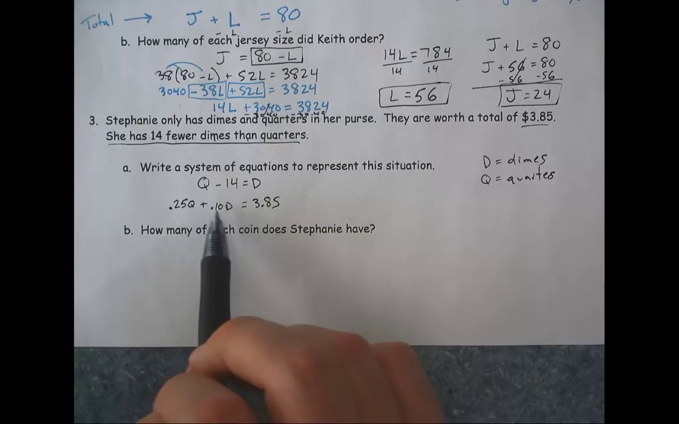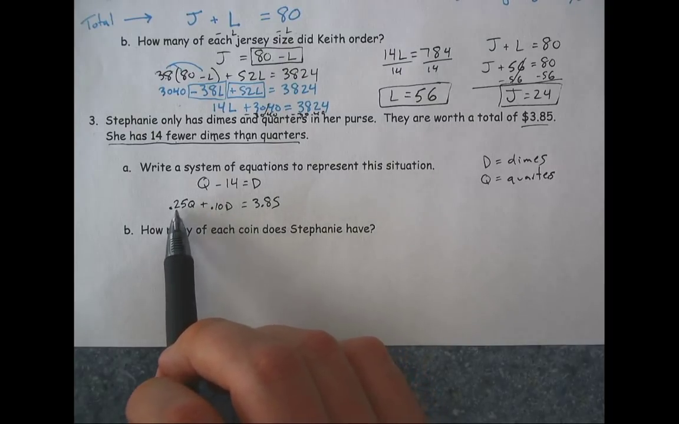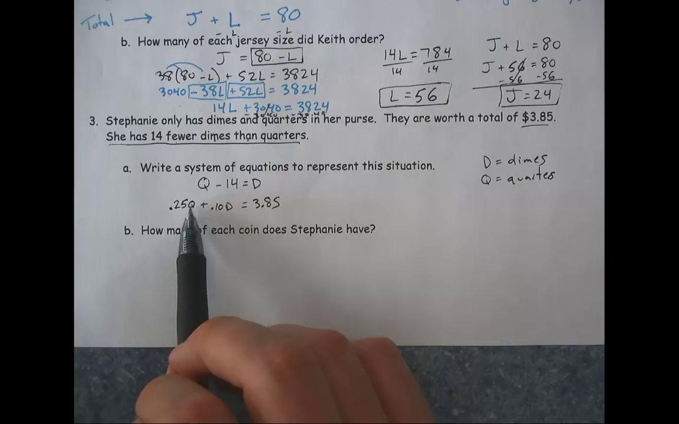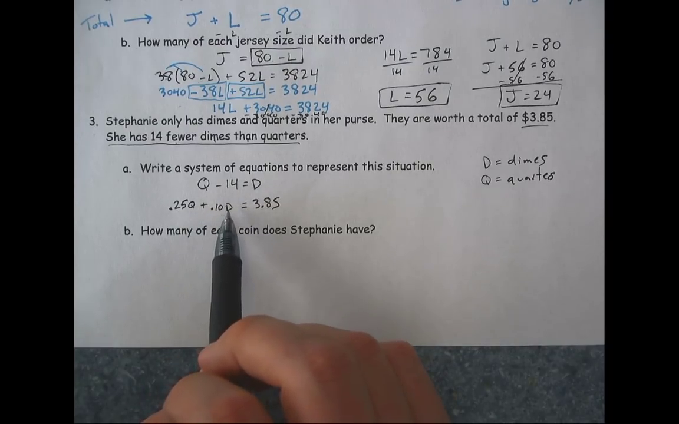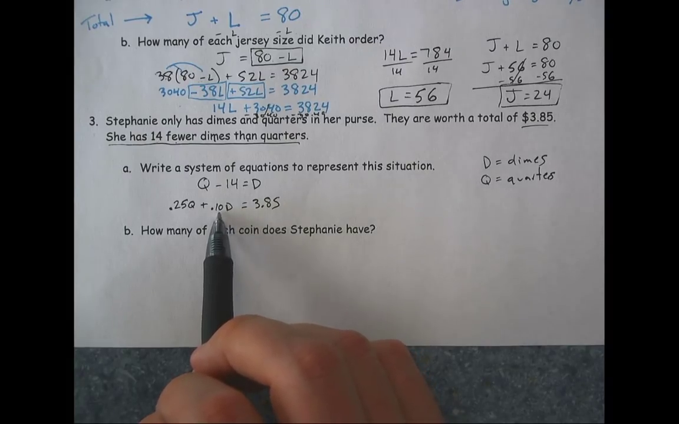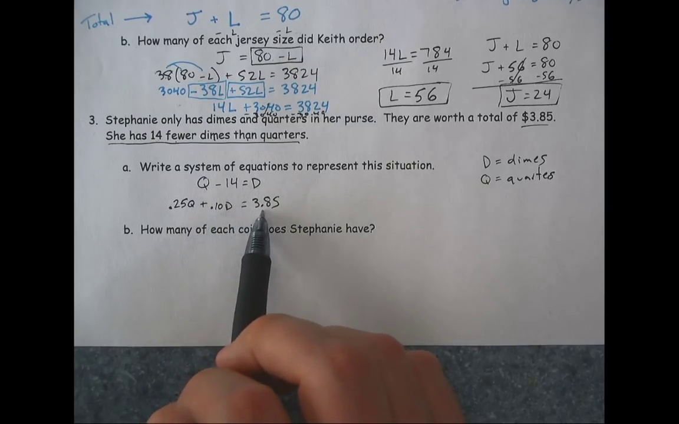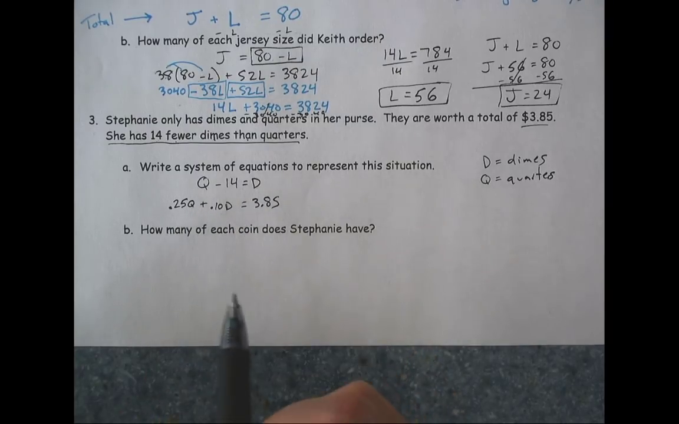We don't know how many quarters and dimes there are, but we know how much a quarter is worth. So if I told you there was 4 quarters, you would do 4 times 25 cents. Or if there was 5 dimes, you would do 5 times 10 cents to find out how much money it was. And if I add both of these amounts together, we know it's $3.85. So that's how I built that equation.